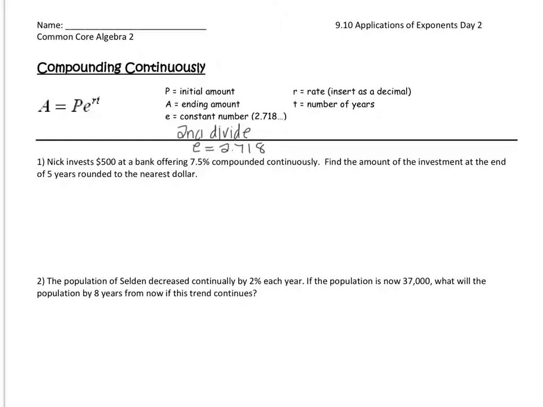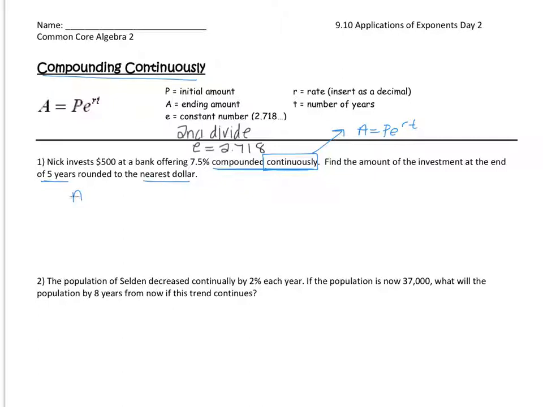So we're talking about Nick investing $500 at a bank offering 7.5% interest, but this time the key word here is compounding continuously. So this key word continuous means the formula A equals PE to the RT, or PERT for short. So whenever you see this word continuous, you want to think compounding continuously formula. Okay? This is the best kind of compounding that you can get. So let's fill it out and see how much Nick will get after 5 years, rounded to the nearest dollar.